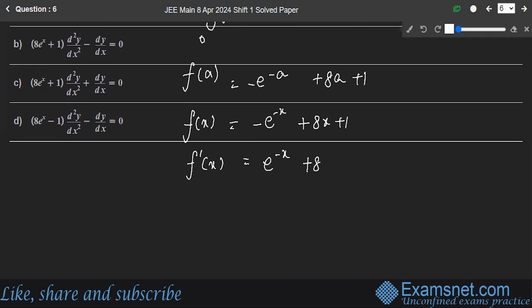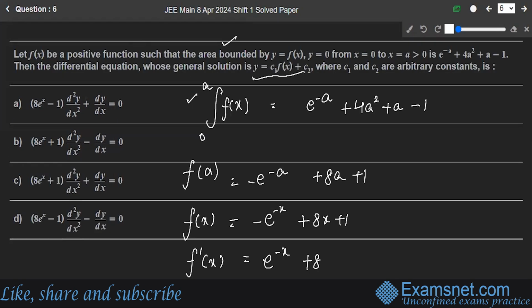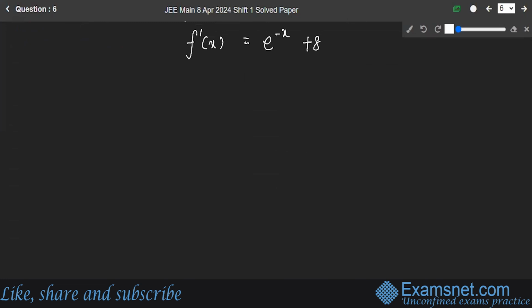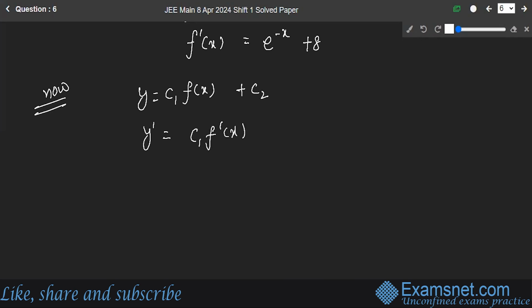Correct. Now, according to the question, you are given here that y is equal to c1 f(x) plus c2. So y dash will be equal to first this derivative and this will be 0, c1 f dash x. So what is your f dash x? c1 into e power minus x plus 8, right? Let's say this is your first equation.